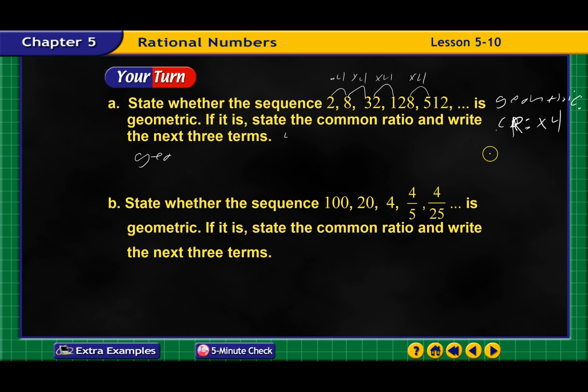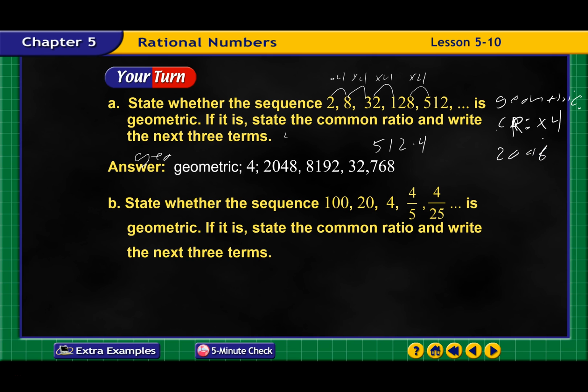And my next 3 are going to be 512 times 4. Punch that into my calculator. So I get 2048. And we're just going to skip ahead here to get those big numbers that I would just punch into my calculator. And 8192, 32,768.